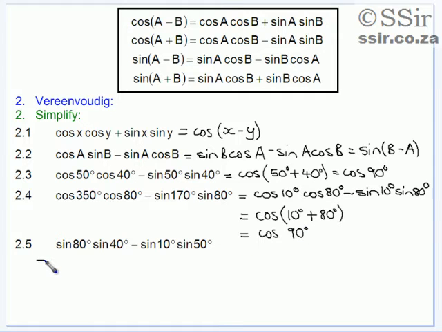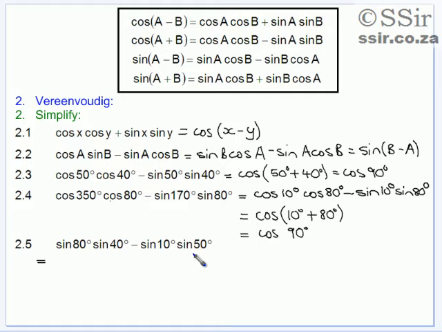2.5. This looks very strange at first glance. Sine sine subtract sine sine. There is no such formula up here. But remember, there is a relationship between sine and cos. Sine and cos are each other's co-functions. So we can take any of these sine ratios and rewrite it as a cos of the complementary angle. So sine 80 is cos 10, sine 40 is cos 50, whatever you want to do here.